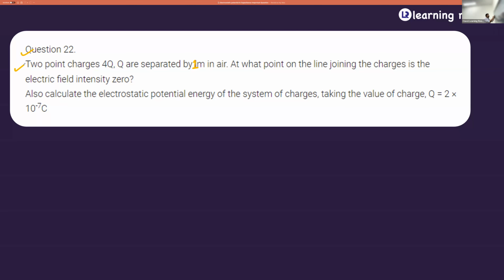They're asking to calculate the electrostatic potential energy of the system. What is the electrostatic potential energy formula? It is K Q1 Q2, I'm talking only in terms of magnitude, divided by the distance of separation between them. So I'm giving you exactly 5 minutes. Do both the questions fast and show it to me. Yesterday's one, it's simple. You can do it fast. Draw the diagram, do it fast.